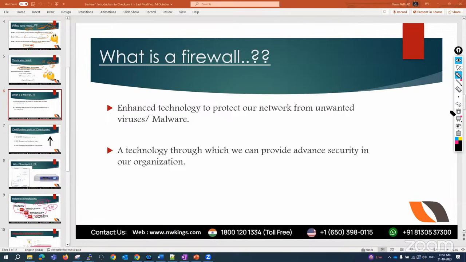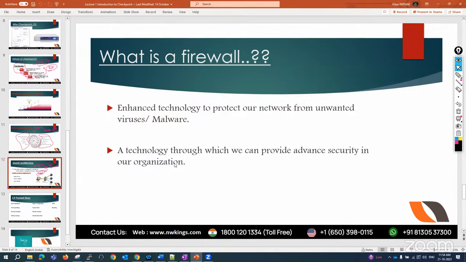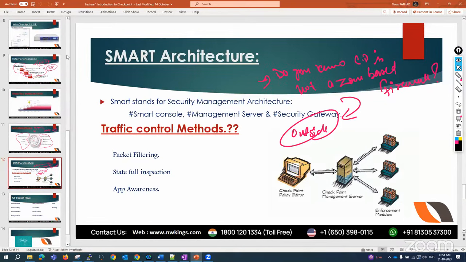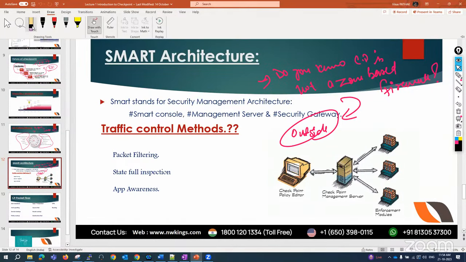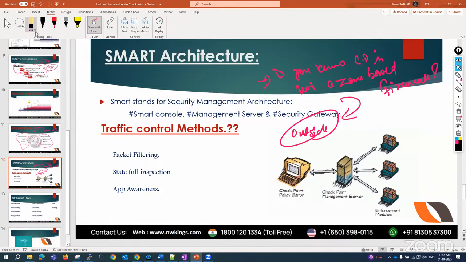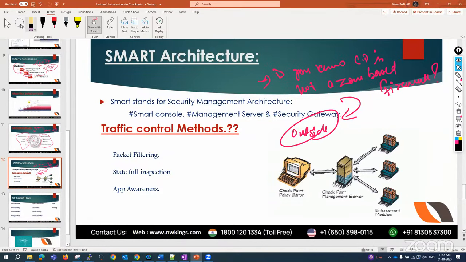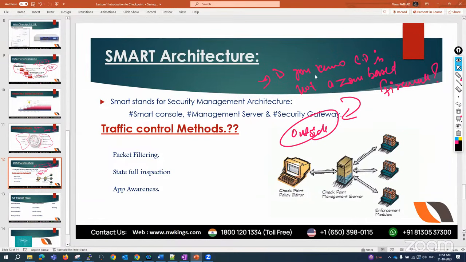Perfect. Now, if you understood this, then let me start. So till now, it was not related to only Checkpoint firewall. That was related to security, basically, right? I have not given you anything related to Checkpoint till now.